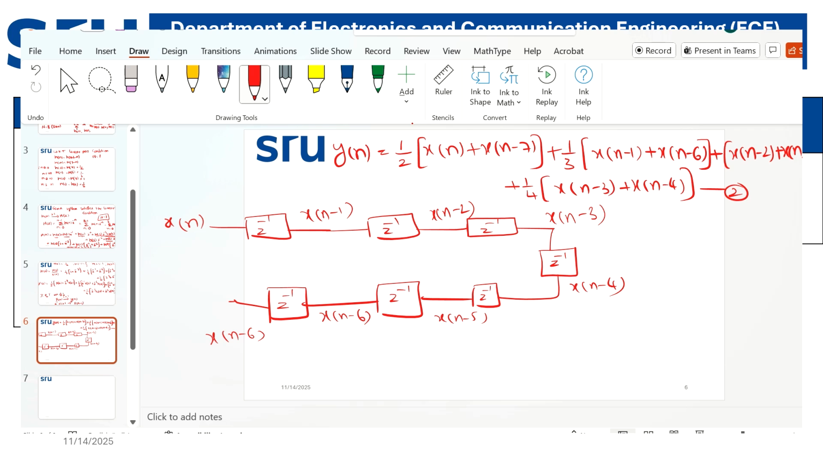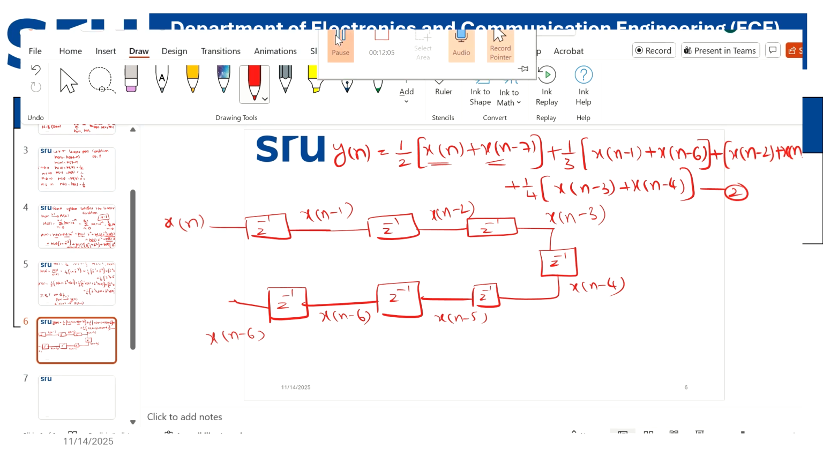Now you can see the difference between the last problem and this problem. When n is odd, there is no delay element in this part. But here, if n is even, then we have a delay element here itself. Now the very first term is x of n plus x of n minus 7, so all these are connected by an adder. Add the x of n with x of n minus 7.